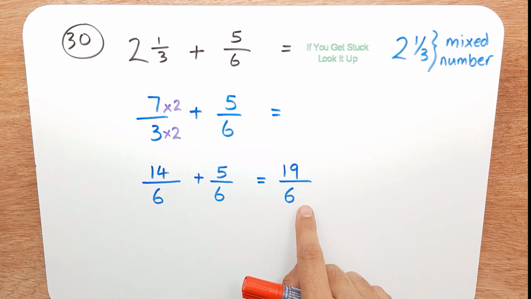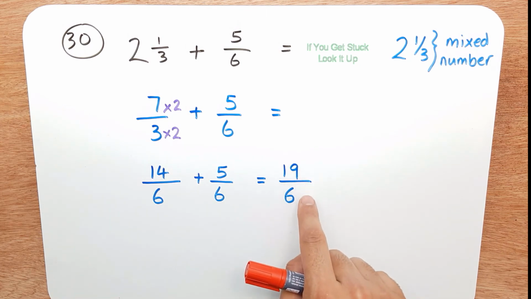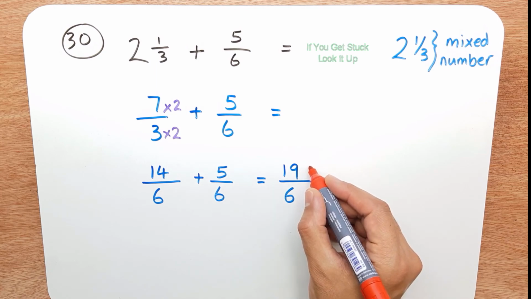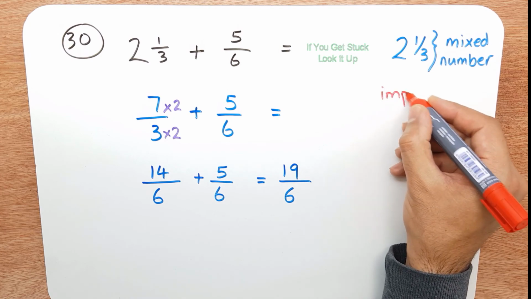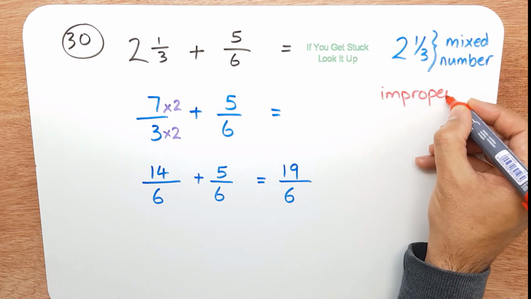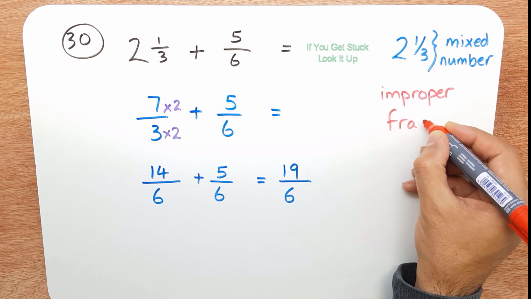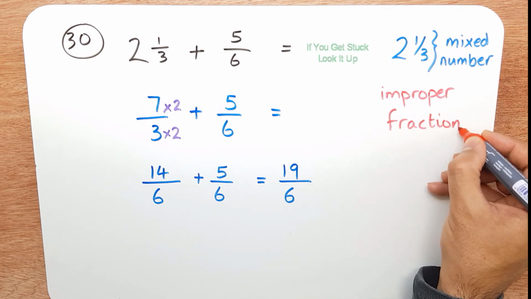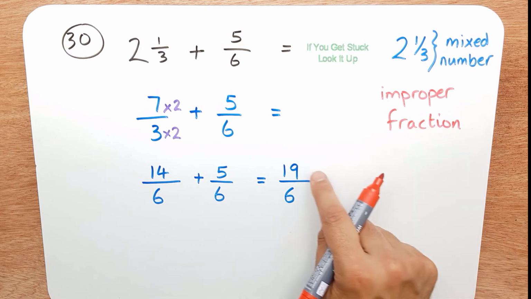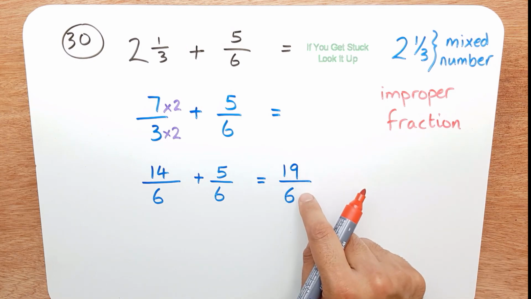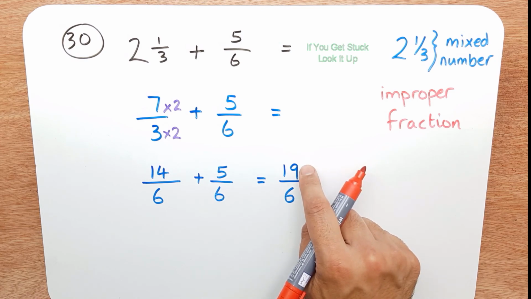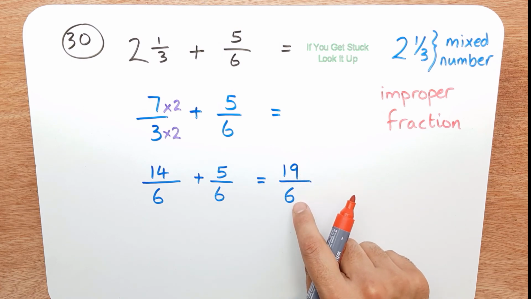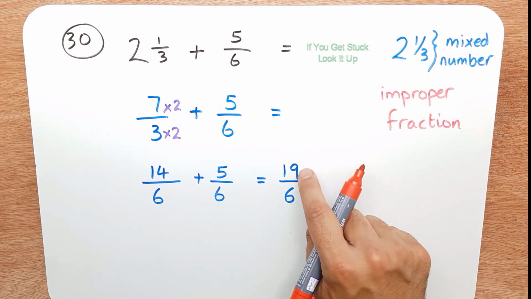Now what I can do is turn this improper fraction here, let me write that word down, improper fraction. All that means is that the top number is bigger than the bottom number. The numerator is bigger than the denominator. And how do I turn that into a mixed number? I ask myself, how many 6s are there in 19?